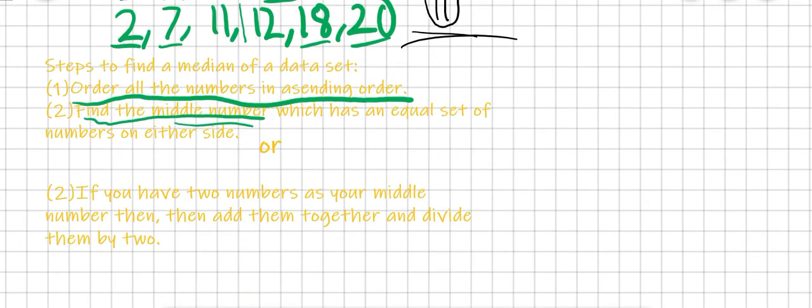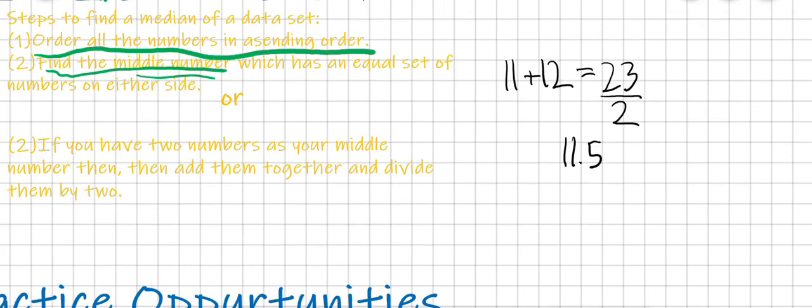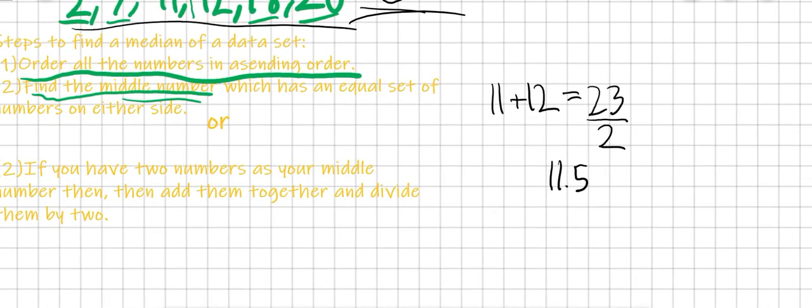So here, what we have to do is 11 plus 12, we add them together, which equals 23, and then we divide by 2. When we do 23 divided by 2, we know that 22 divided by 2 is 11, and then we have 1 left over, so we do 1 divided by 2, which gives us 11.5. As you can see, 11.5 is exactly in the middle of 11 and 12. So the median of this data set of 6 would be 11.5.